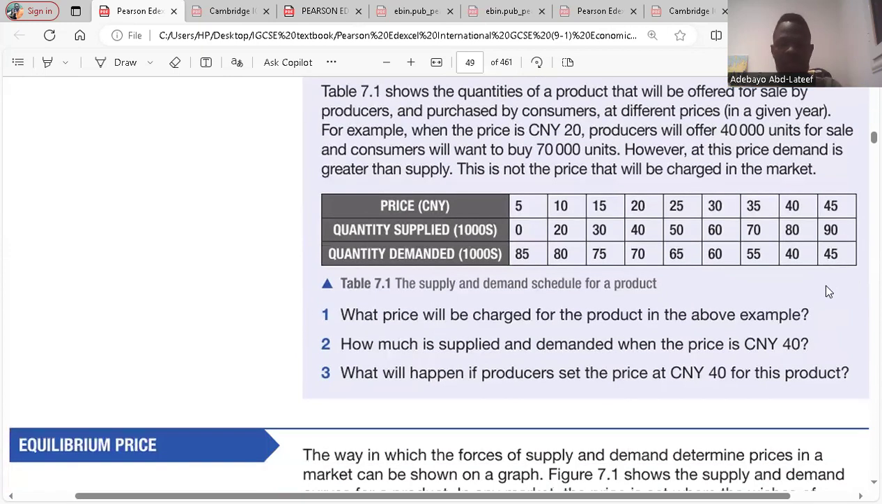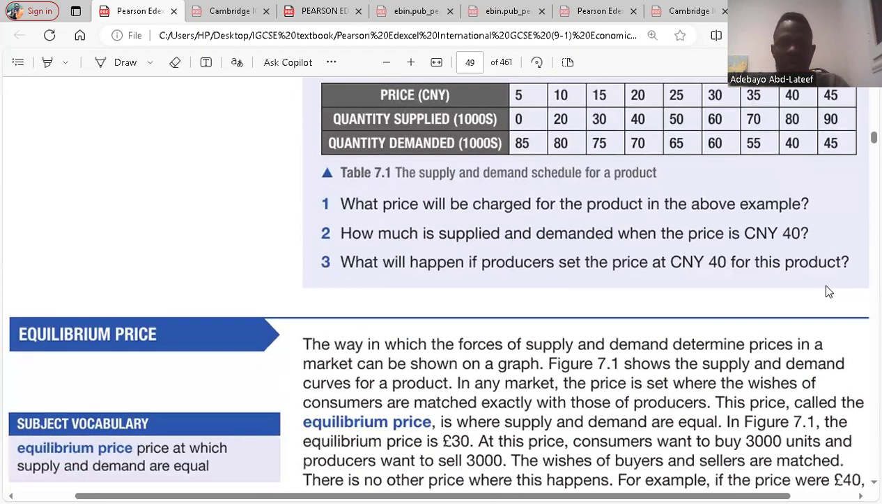Question two. How much is supplied and demanded when the price is CNY 40? At the price of 40, 80,000 units are supplied, 40,000 units are demanded. So there's excess there.